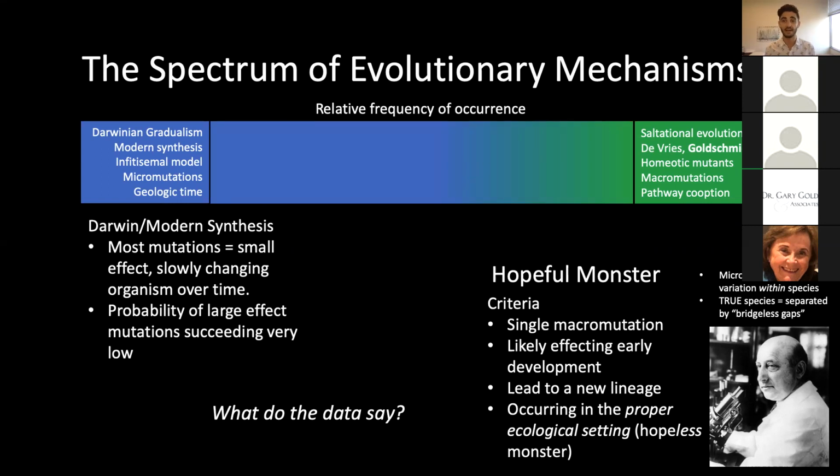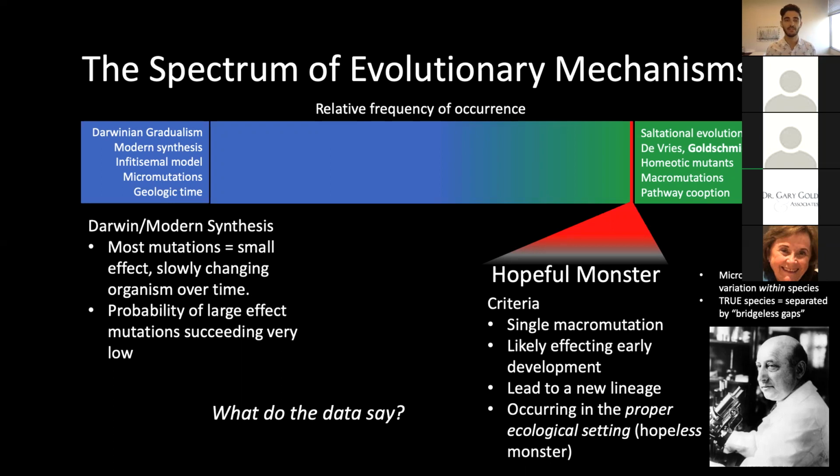There are a lot of adaptively important traits that have been shown to be under the control of large effect loci. But almost all of these are then supplemented by many small effect modifier loci. So this super extreme example of saltational evolution, this idea of a hopeful monster, hasn't really been shown.